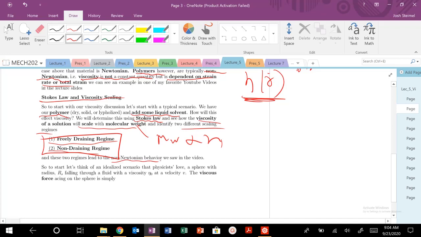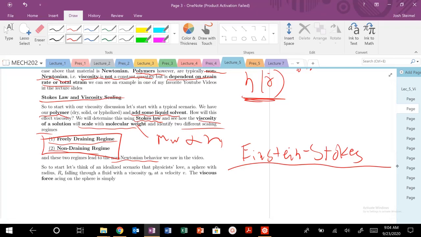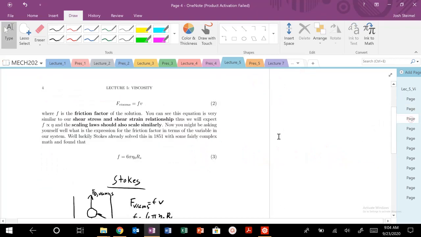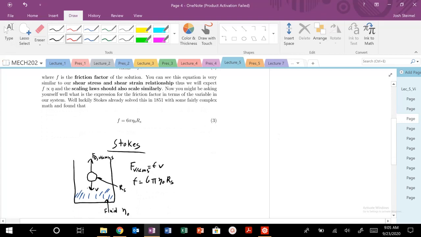So hopefully people have heard about or encountered the Einstein-Stokes equation before, aside from in the previous video. So let's start to think about a model that physicists always love, which is a sphere falling through some fluid with some viscosity eta naught at some velocity v. So the viscous force that is going to act on this perfect sphere that's falling, you can see here. Our sphere is falling with some velocity and has some radius r_s. And then there's going to be some force that's opposing it, some viscous drag, and there's some fluid with some eta naught there.